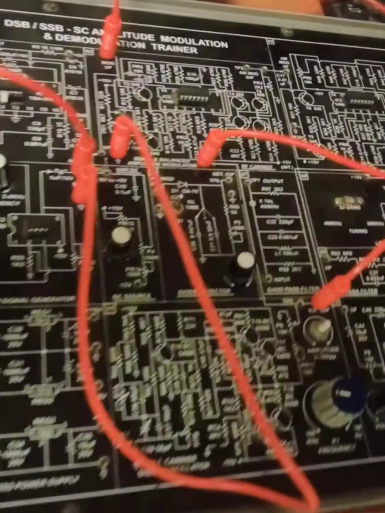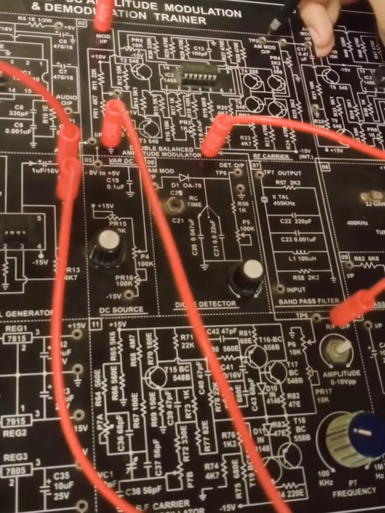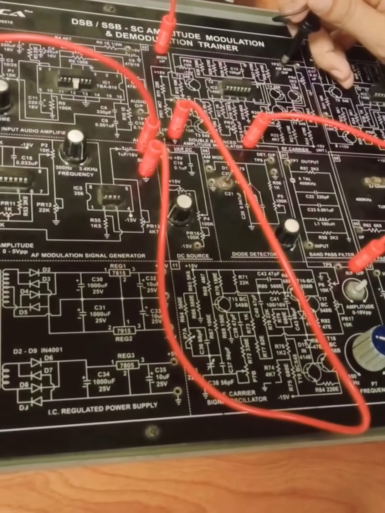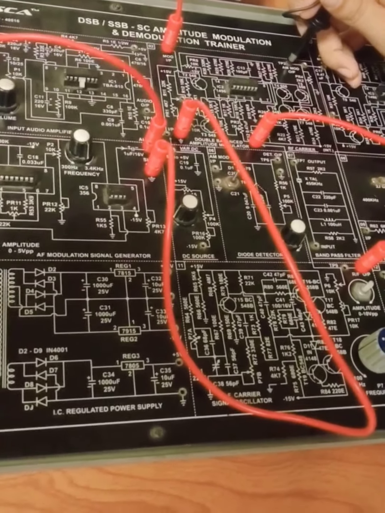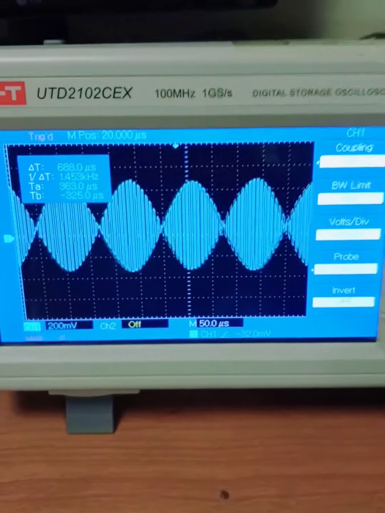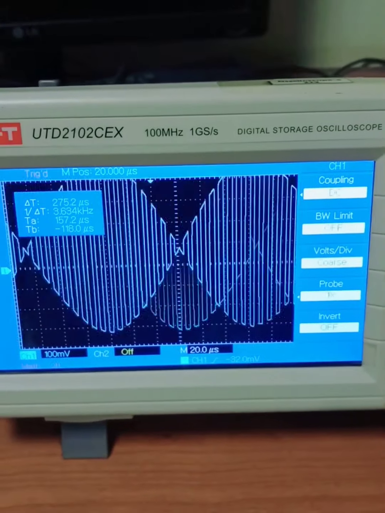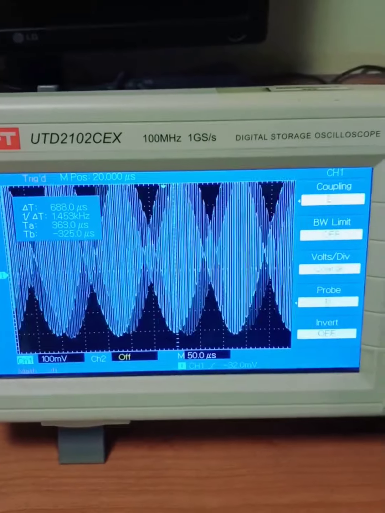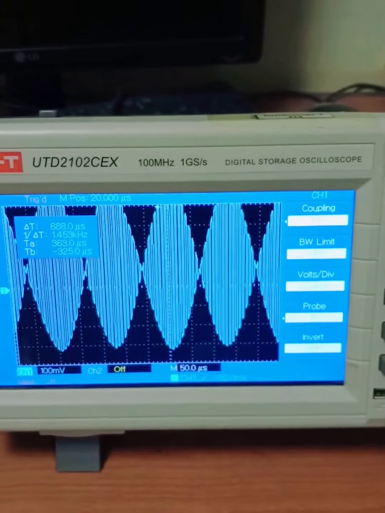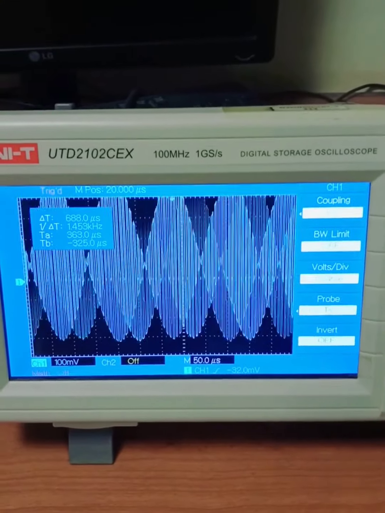Now we will check the output of our AM modulation at this TP2 point. We will see the AM modulation output. So this is our AM modulated output. You can clearly see here the frequency of the signal is actually the frequency of our carrier signal, but the amplitude of our signal is changing according to the information signal.